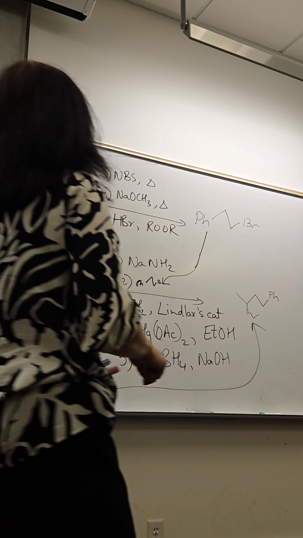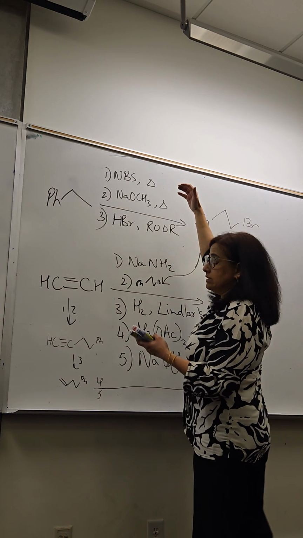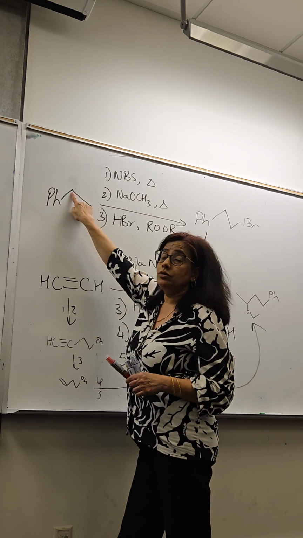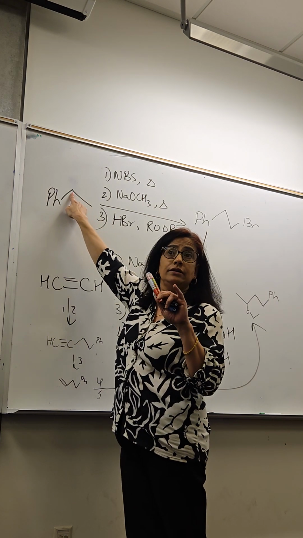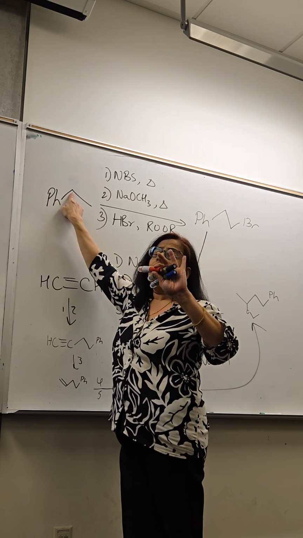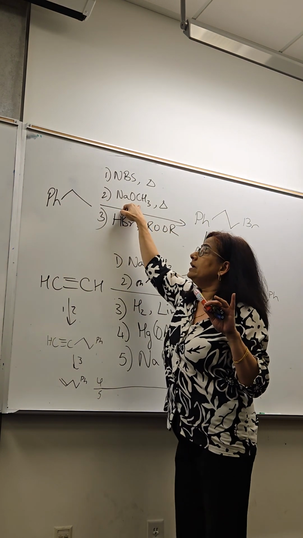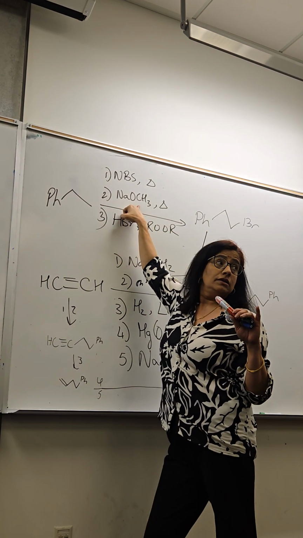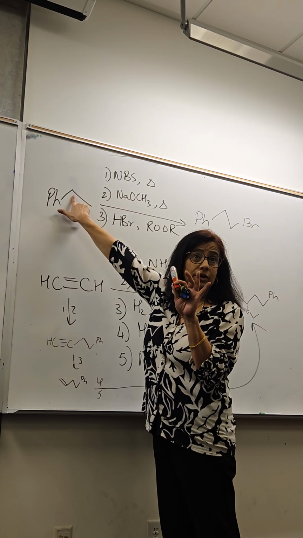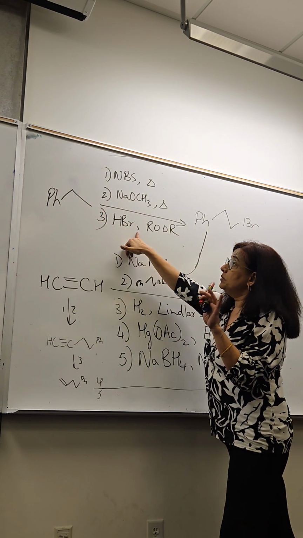Okay, let's see. NBS, what does NBS do? NBS adds a bromine to the benzylic position, the most stable position. Agreed? Do I need to draw this or did you get it? We got it. So what is step number 2 doing? E2, making an alkene because that's the only option. Everybody okay? And then what is step number 3 doing?